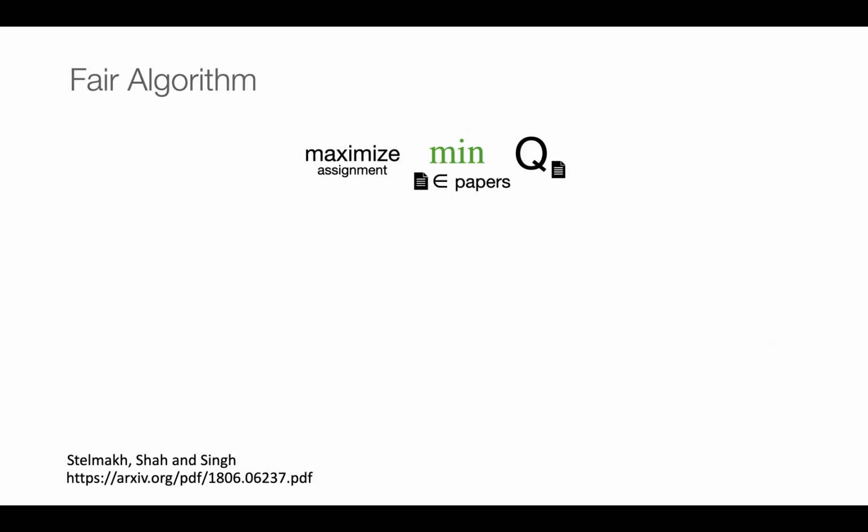So in one of my recent projects, we designed an alternative algorithm, and we did this by simply changing the objective. This algorithm finds the assignment such that the minimum quality is maximized. So the paper that gets the weakest reviewers should get as good reviewers as possible according to our objective. This objective is a little bit harder to optimize than the first one, and we need to design some approximations.